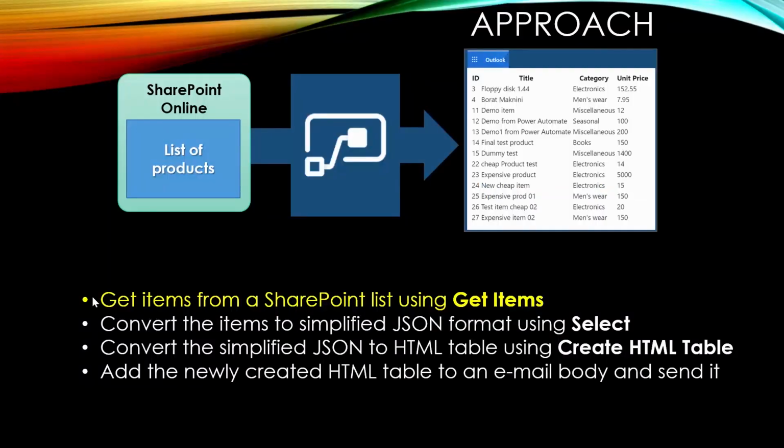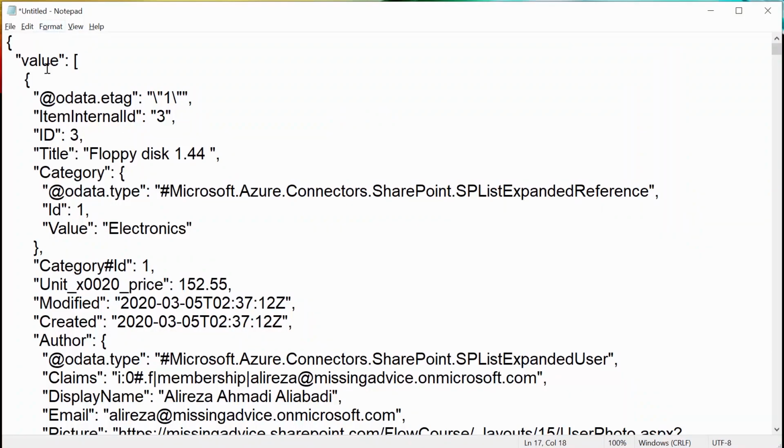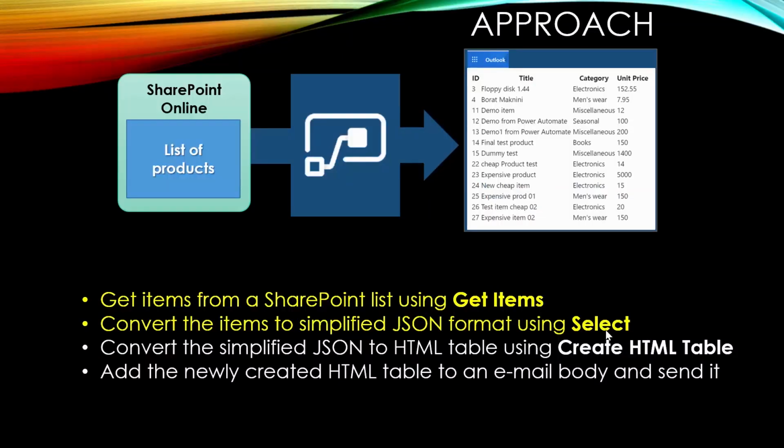So we are done with the first task, which is get items from a SharePoint list using get items. Let's go to the next step, which is convert items to a simplified JSON format using select. As you can see, we have a complex JSON here with lots of unnecessary content that is not going to help us when we are going to create a table. We need to match the JSON file with the table structure. To do that, we use the select action.